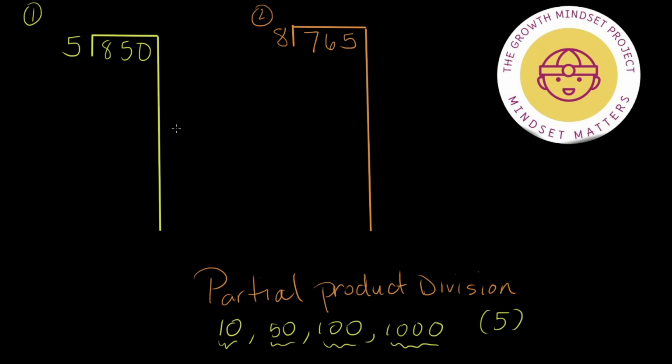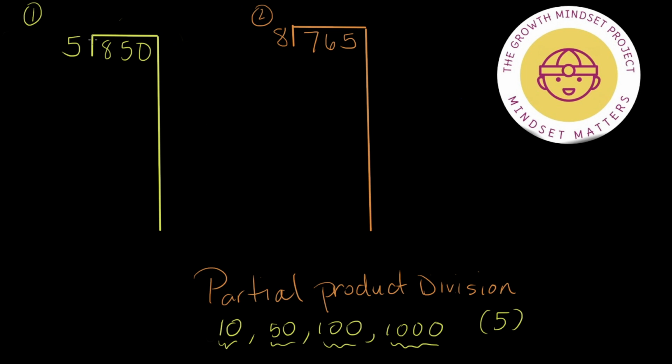So I'm going to think to myself, if I started with 1,000, okay, can 5 go into 850 1,000 times? So I'm going to do 1,000 times 5. And if we do that, you'll clearly see we get 5,000. That's way too big. Okay, that's too big. 1,000 is too big of a number to start with. Okay, so we're not going to do that.